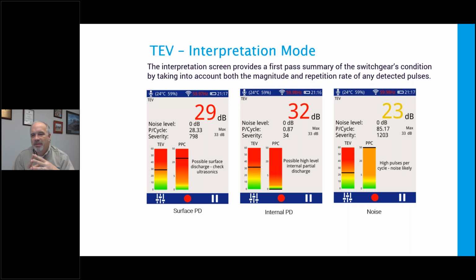Here I've got 85 pulses. In the last one, I've got 85 pulses per cycle. That's too high for either internal or surface discharge. So in that case, it's going to tell you this is just too high. It's probably noise. So these sort of things are going to help you use the instrument, especially if you're one of these people that has a lot to do, like most of us, and you don't do this every day. You pick up the instrument after 3 months. These sort of reminders help you remember how it works.